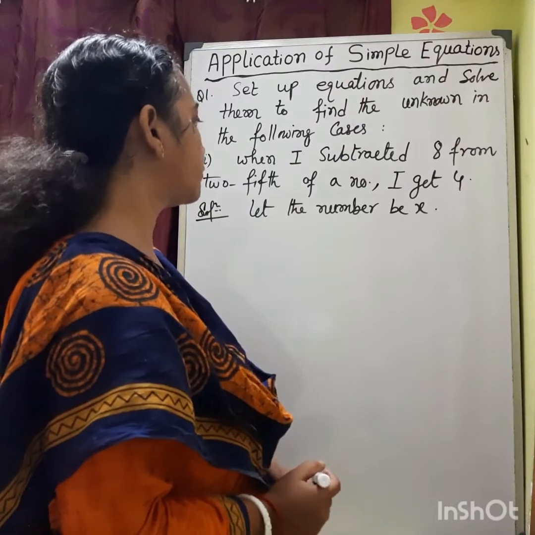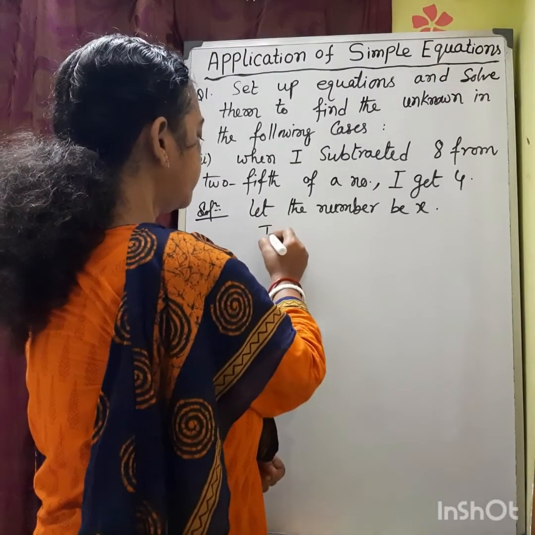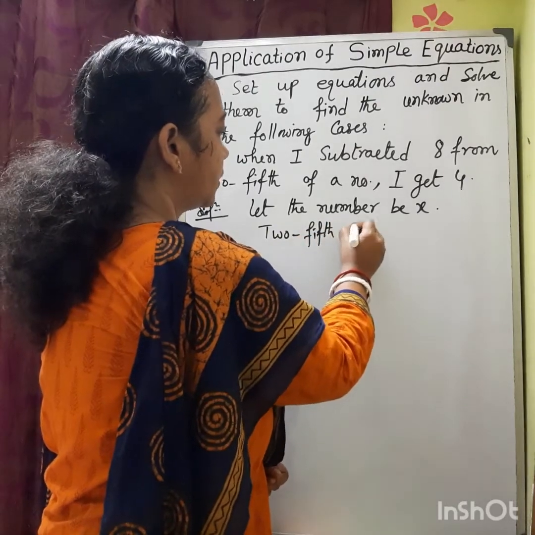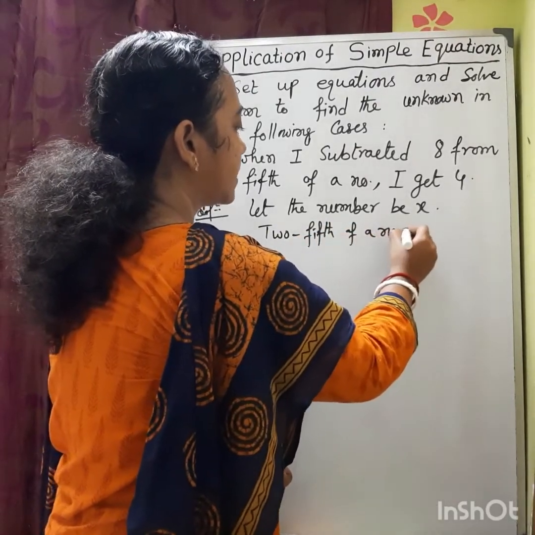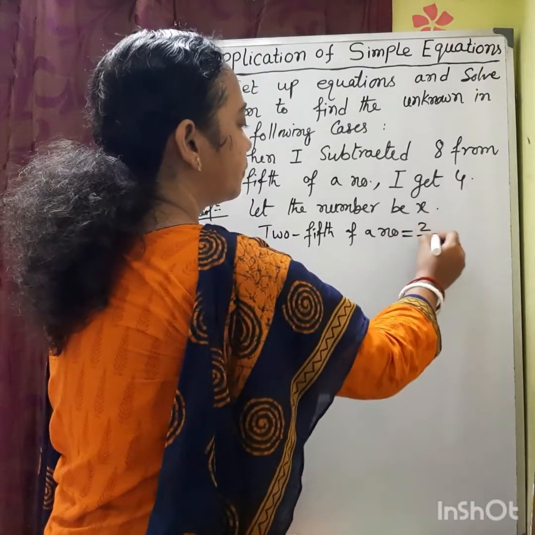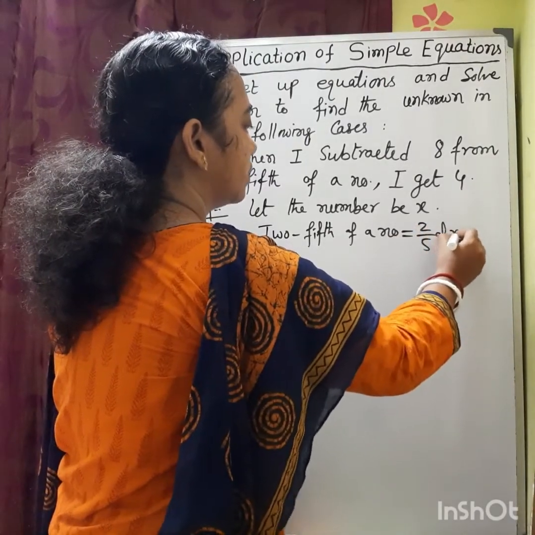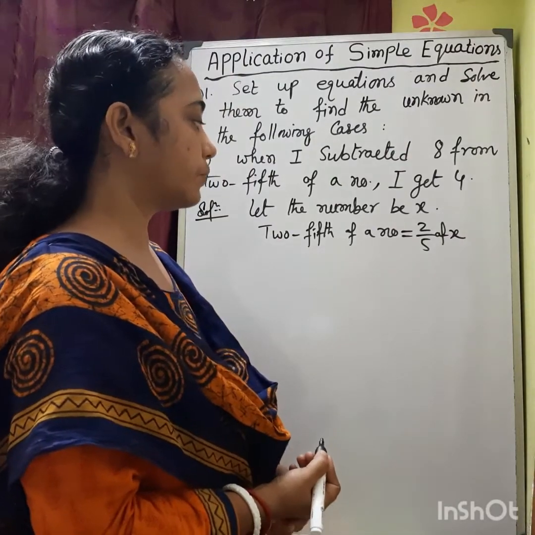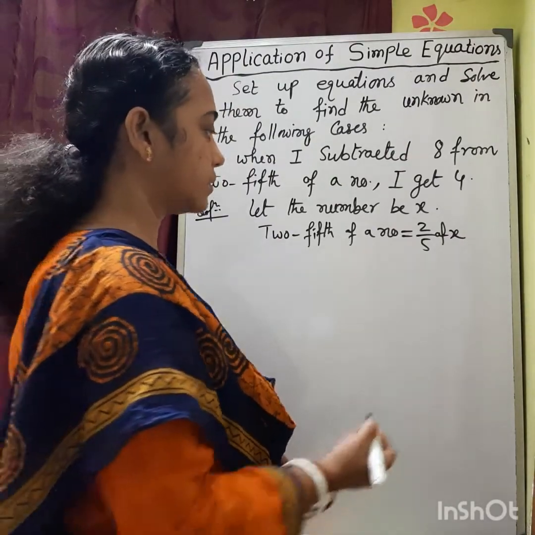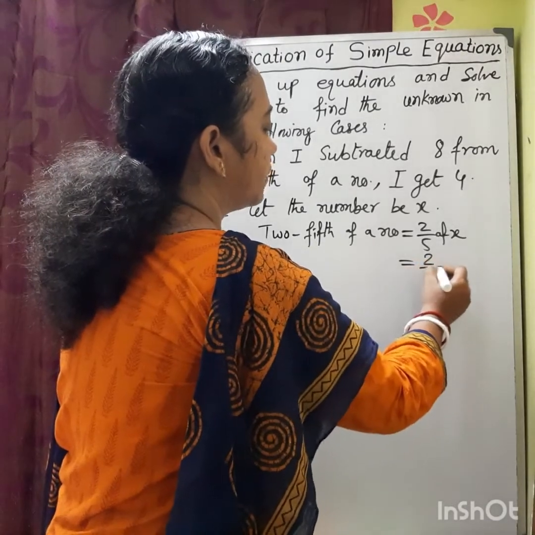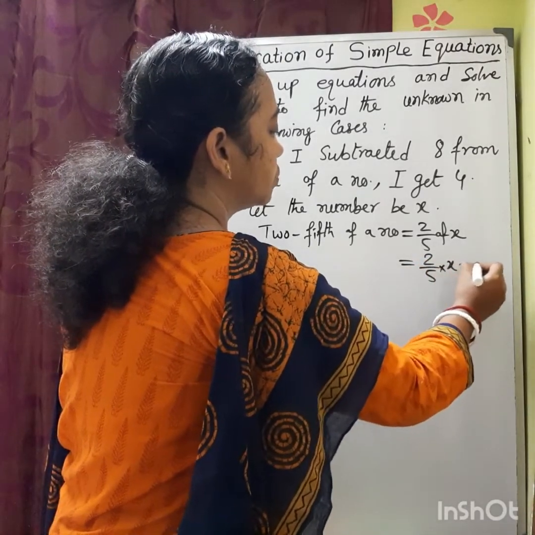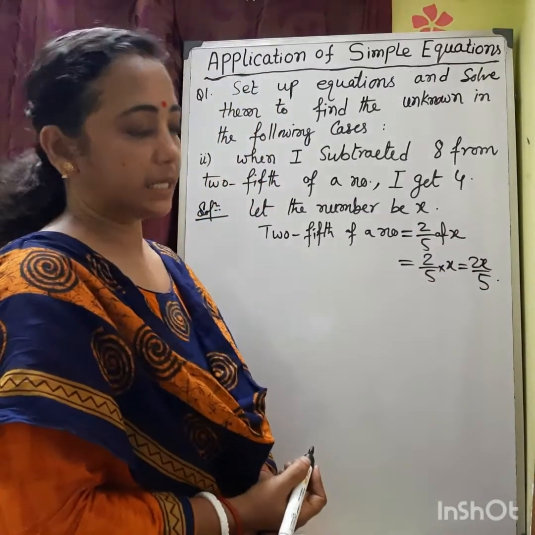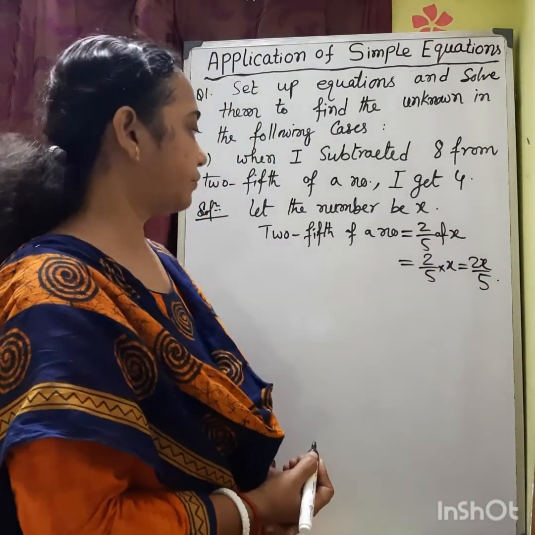Now 2/5 of a number can be written as 2 by 5 of x, because here the number is taken as x. That means 2 by 5 multiplied by x is equal to 2x by 5. So 2/5 of a number is equal to 2x by 5.